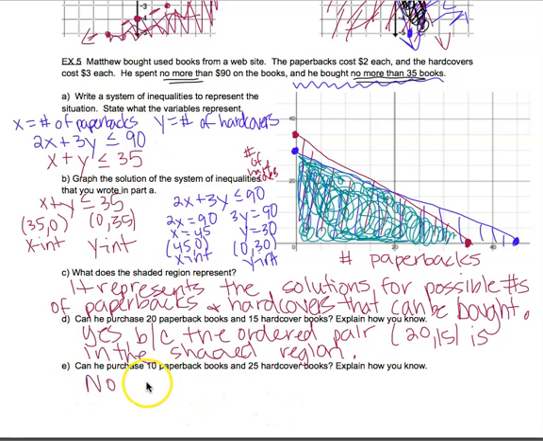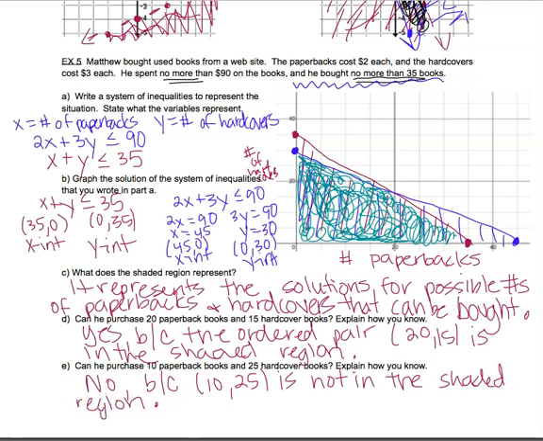So you can say no, and you can either say because 10, 25 is not in the shaded region, or you could also say no because the ordered pair 10, 25 does not give a true statement in the inequalities. Those would both always be legitimate explanations for why it was a yes or a no. So hopefully you can see how we make those connections to real life with our inequalities here.